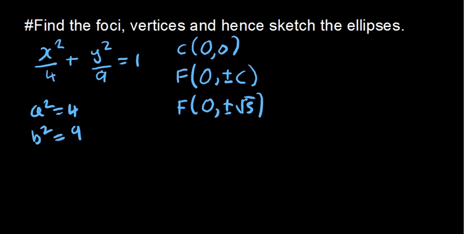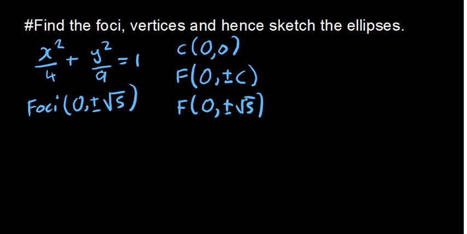Okay, so I can indicate that I've now determined what my foci is. So I'll say foci here is 0 comma positive or negative the square root of 5. When you say foci, it's because the ellipse has two focus points, there's F1 and F2, so all together we call them foci. So that's what we get right there.